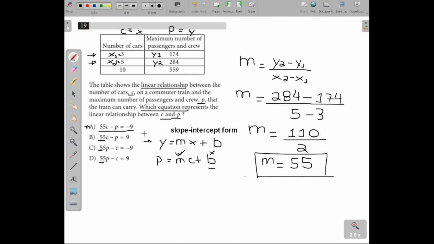Now we can find b. Let's use these 2 points and we'll replace in the slope intercept form. So p is equal to 174, equal to, the slope is 55, c is equal to 3, 55 times 3 plus b. 174 is equal to 55 times 3 is 165 plus b.